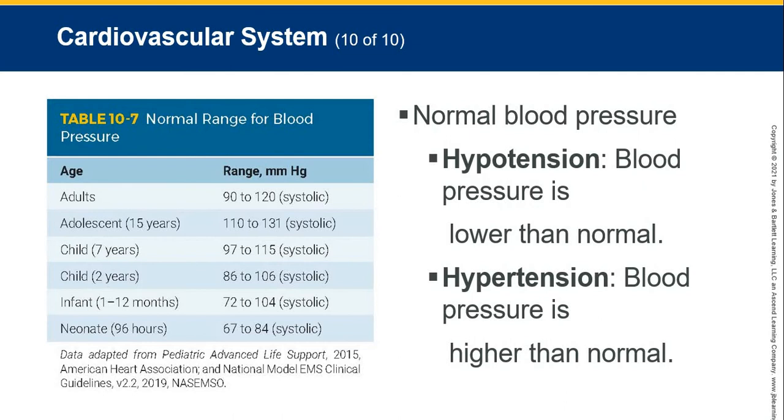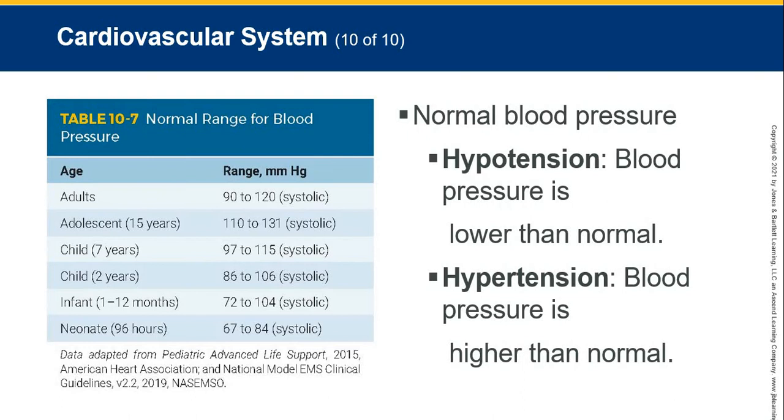So normal blood pressure. Hypotension is low blood pressure. That should make sense to you now. Hypertension is high blood pressure. Just like everything else, you're going to have to learn the respiratory rates of children and infants, the pulses of children and infants, and the normal blood pressures for these guys here. So it's obviously going to be lower on children.